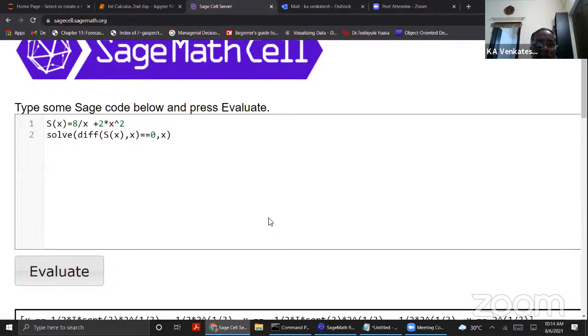So now we are not interested in calculus itself. How to use Sage Math for calculus? Therefore, we are looking at it this way, right? So have we done this one?